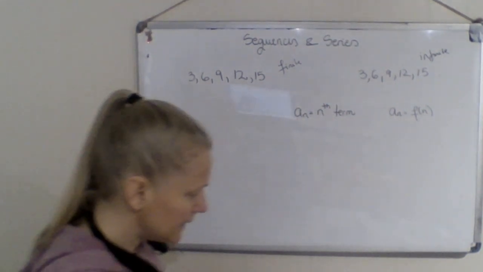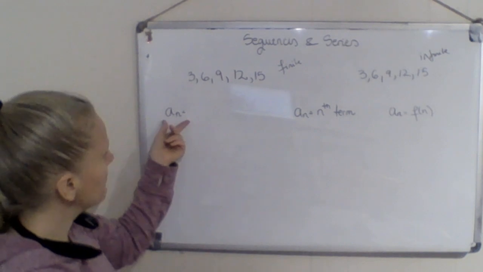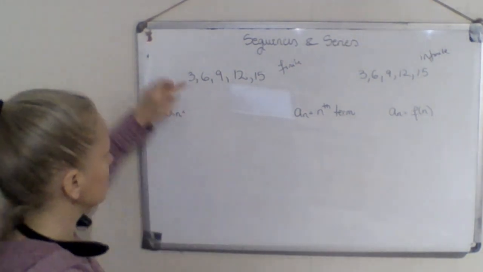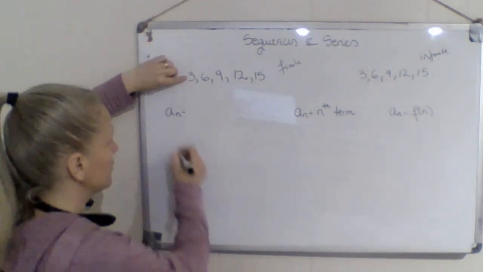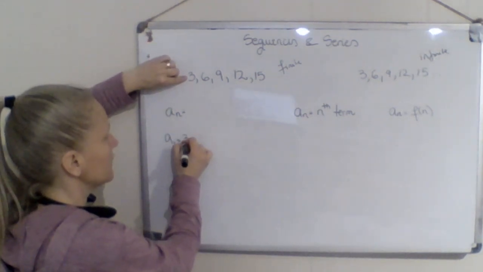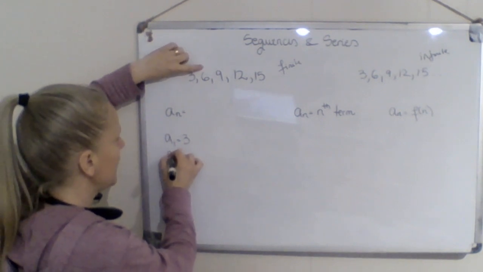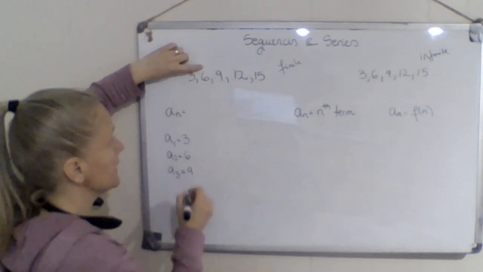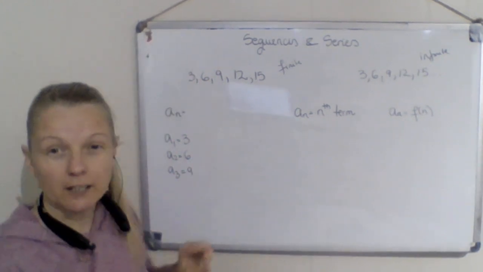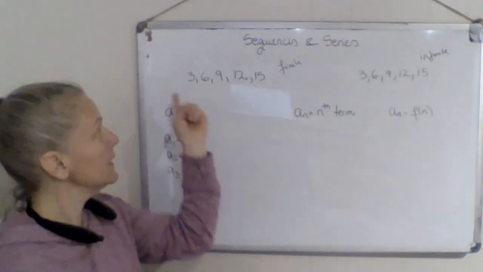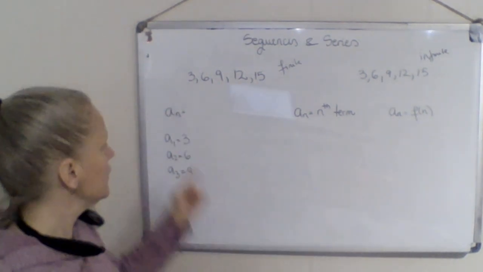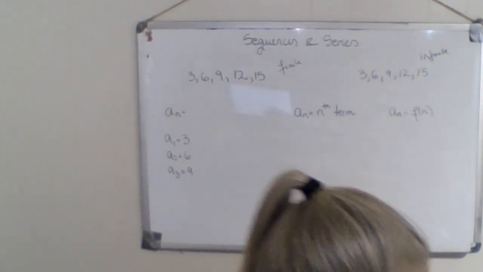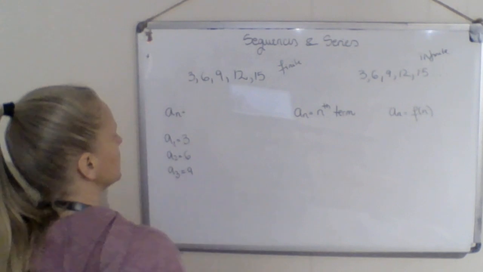We are going to use the name an to determine the nth term. What do I mean by this? First term is 3, so I would write that a1 is 3. My second term, or a2, is 6. My third term is 9, and so forth. So this little number tells you which place in the list your number is. So that n is going to be which term of your sequence it represents, okay?